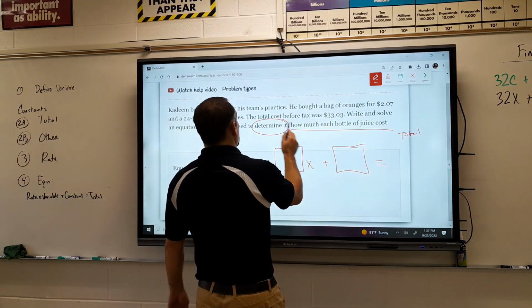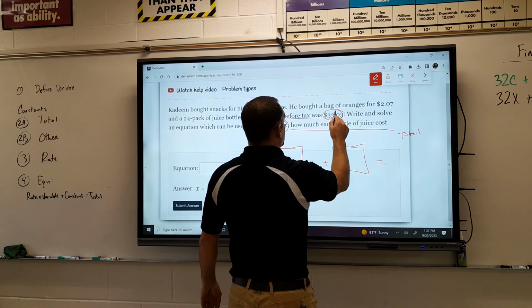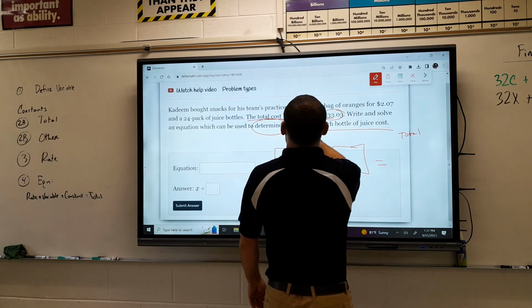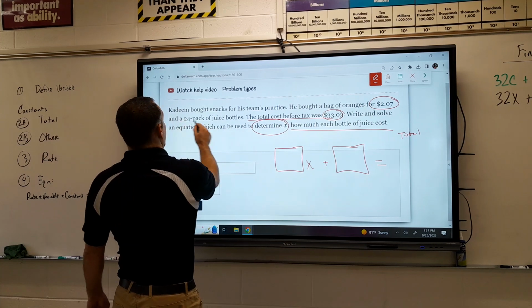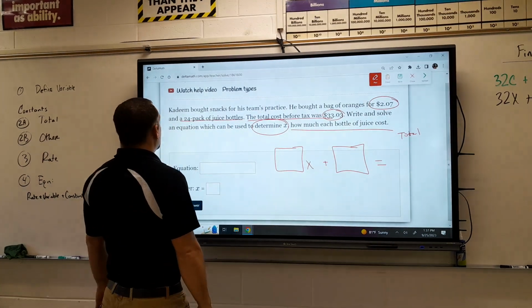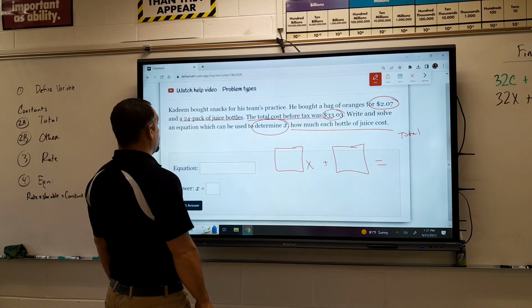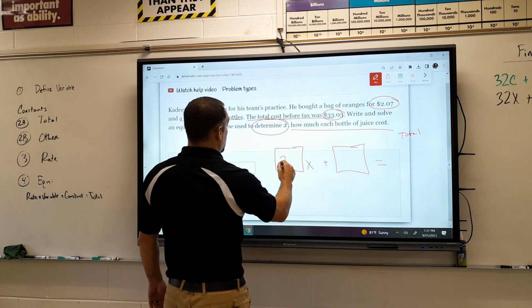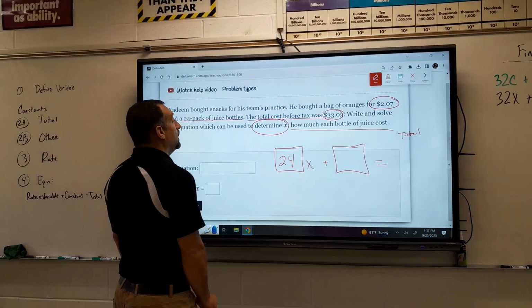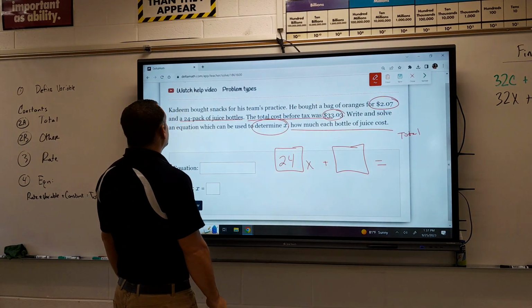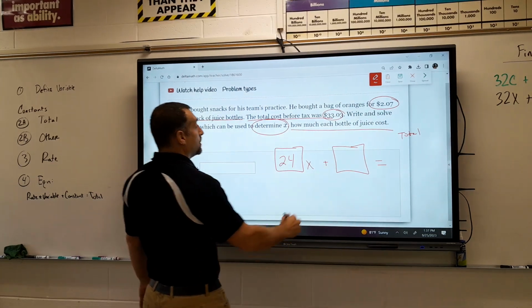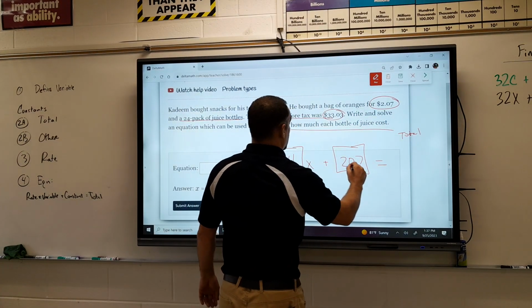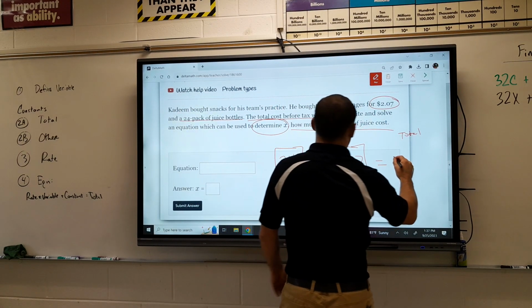We've got, well, look, it says total cost. There's this number, that's the total. And then one of the bags costed $2.07 and a 24 pack of juice bottles. Okay, each bottle of juice. Well, there's 24 per pack. And a bag of oranges was already purchased, $2.07. And the total was $33.03.